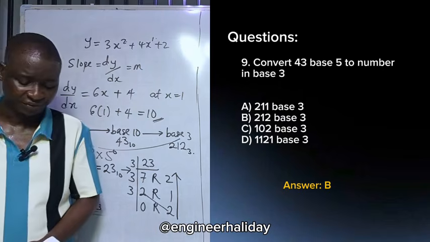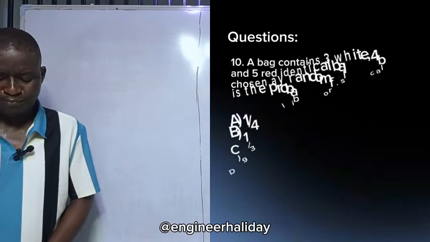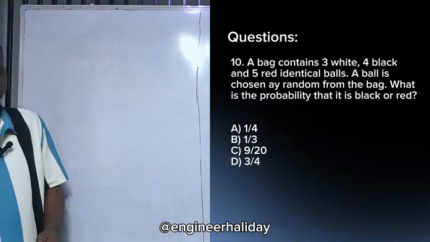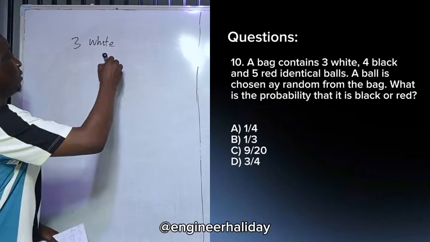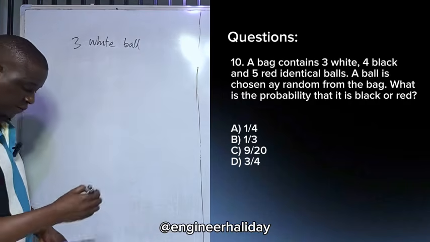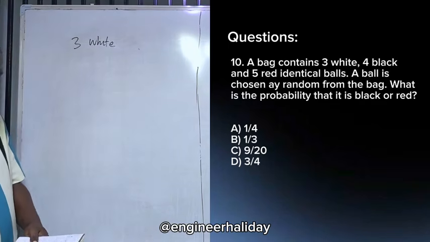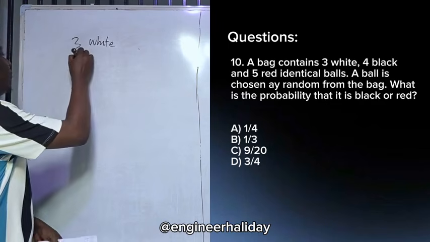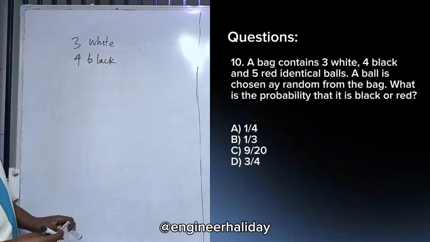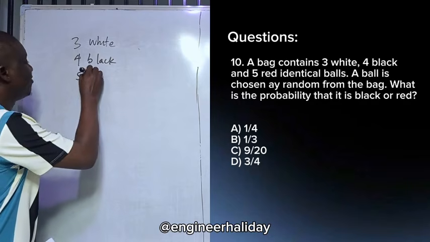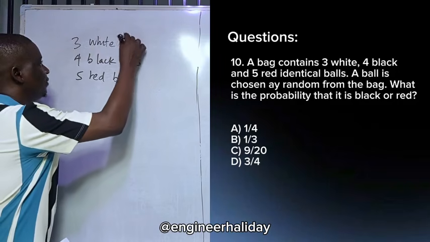Let's take number 10. Number 10 is under probability. Now number 10 says a bag contains 3 whites, 4 black, and 5 red identical balls. So we have 5 red identical balls. These are balls now. Correct?